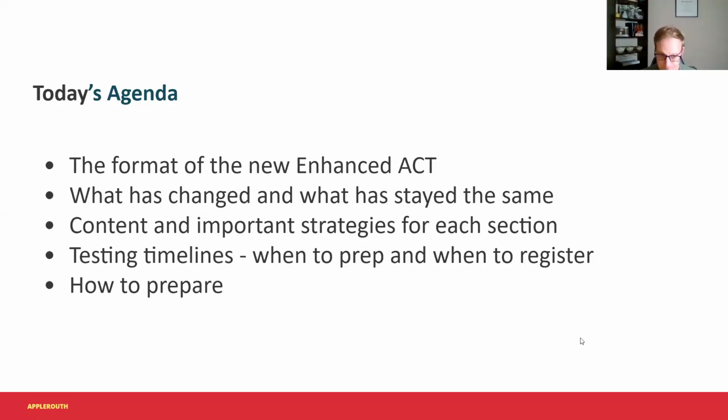Here's our plan today. We're going to talk format of the new enhanced ACT. We'll talk about what has changed from the old paper version, although I guess we'll also talk about whether you want to take it on paper versus online. We'll mention the differences and what to do if you have the choice. We'll look at the content of each section: English, math, reading, and then the optional science section. Some strategies along the way, and then at the end some testing timelines, so when to prepare, when to register, and how to prepare.